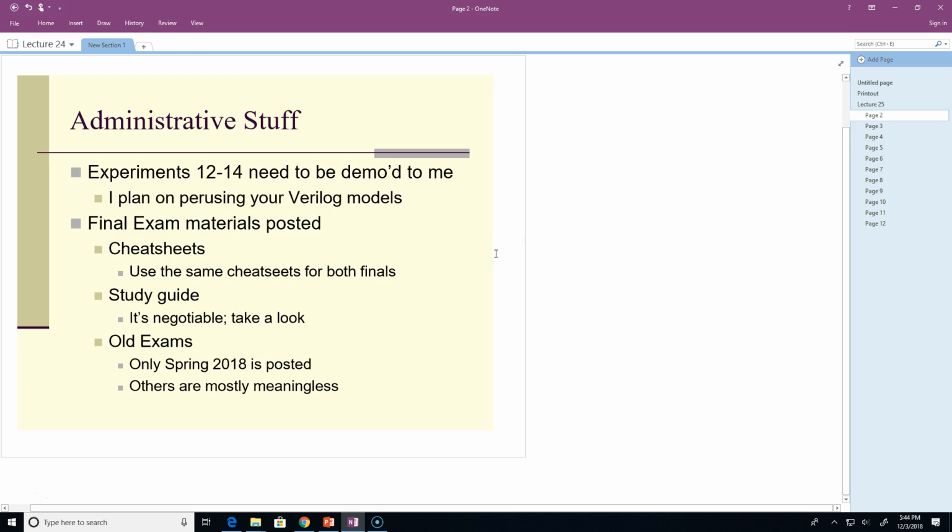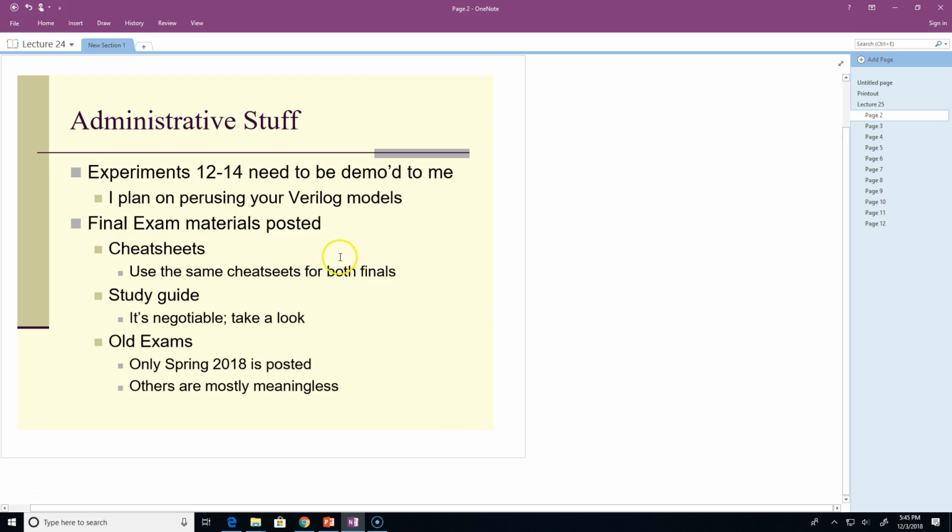So the last three experiments, 12 through 14, I'd like them demoed to me, and I like looking at your Verilog models, your state diagrams, your hardware diagrams. Be prepared to show that to me when you check it off.